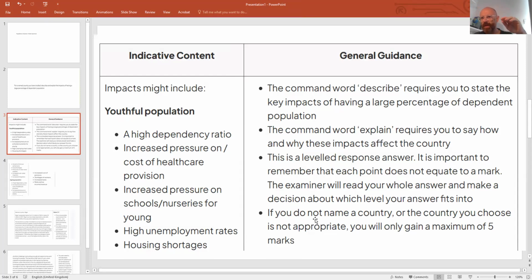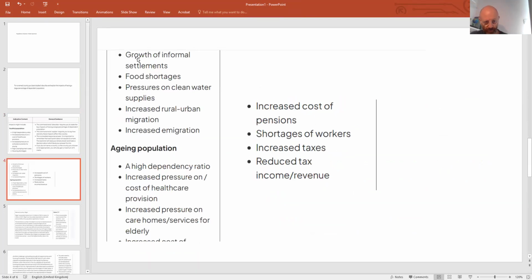We're probably talking about either a very low economically developed country here or perhaps a high one if you're using the older population. But if it's a low economic country, it's going to probably have a high youthful population. Okay, so the high dependency ratio, the number of people of working age is dwarfed by the number of young people, and how are we paying for all this? We could get growth of informal settlements, people just having to build these makeshift houses to accommodate all these young people, for example. Food shortages, not enough food to feed everyone.